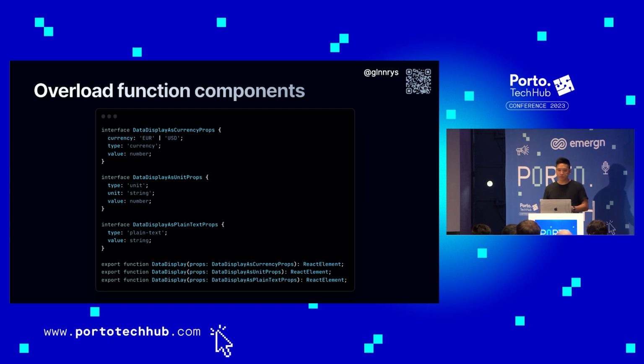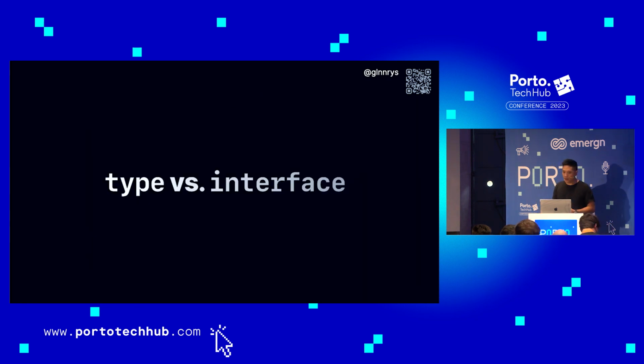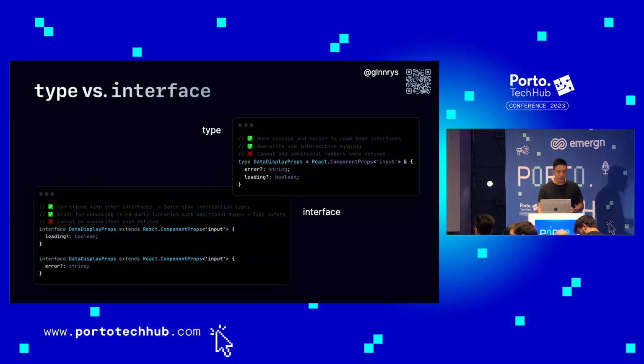I think it's a great way to add more conciseness to your typing of your props. Now, since we are typing a lot of props, many of us type it as a type or as an interface. So what are the differences here, and what do they cost? Generally, types are more concise and easier to read, and they allow you to override types by doing intersections.